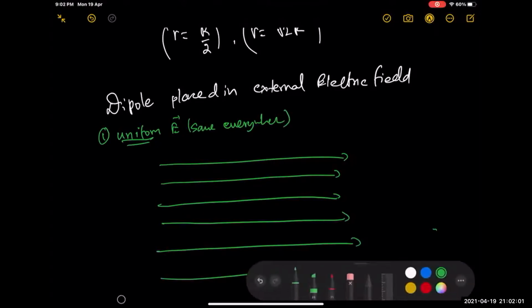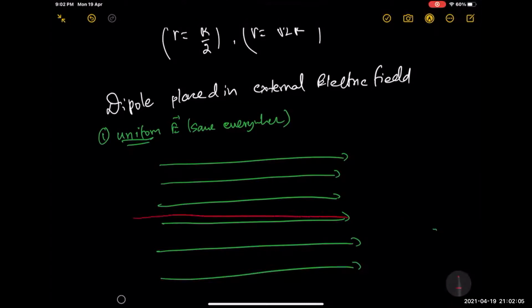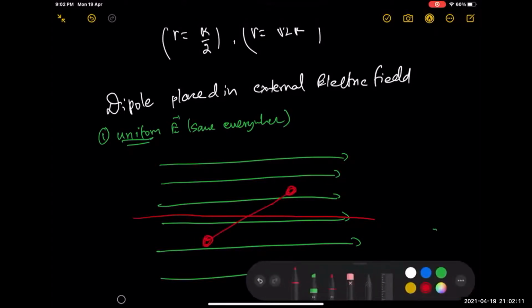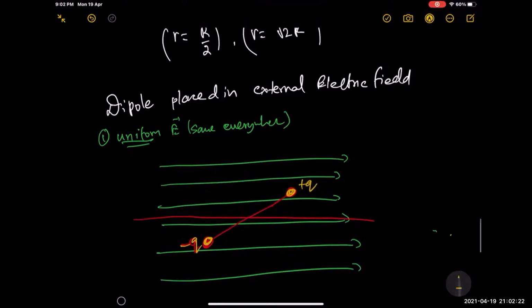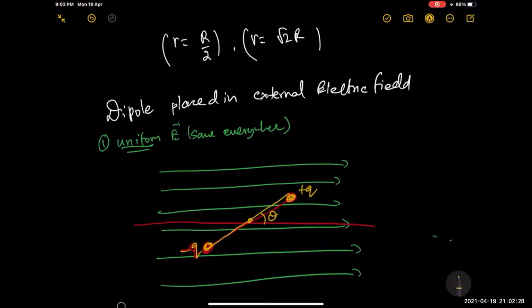And a dipole is placed. Suppose this is the axis, and the dipole is placed like this. So what is this? This is the dipole. This is the minus Q charge. This is the plus Q charge. The center of the dipole is kept like this, so that it makes an angle theta with the electric field. So the dipole moment was from negative to positive charge, right?